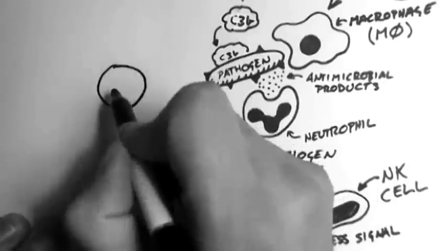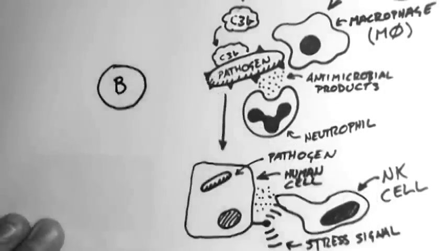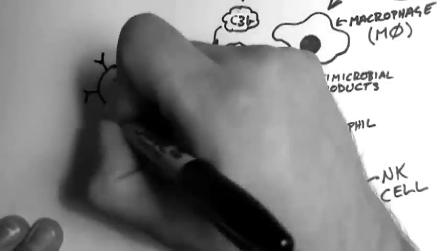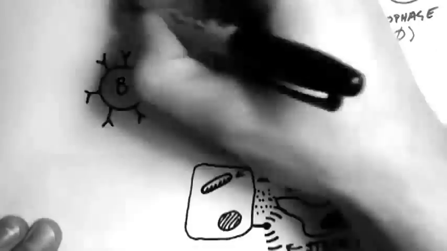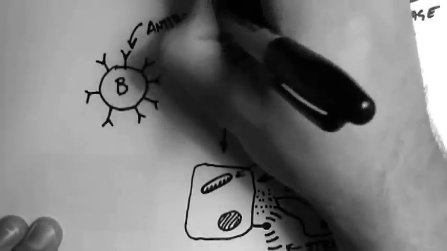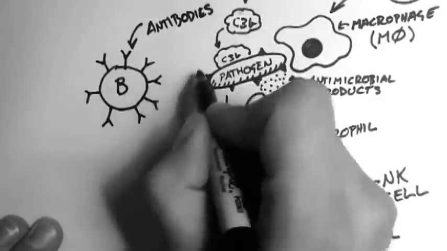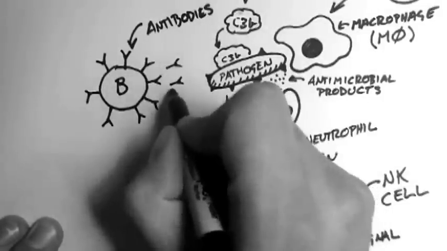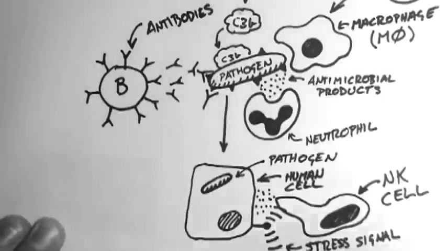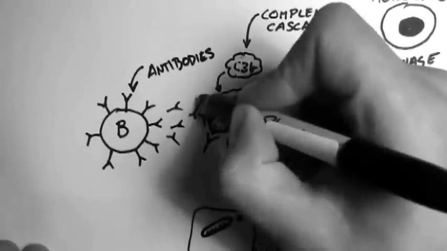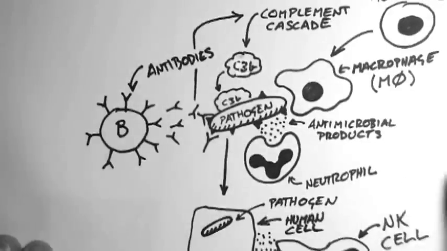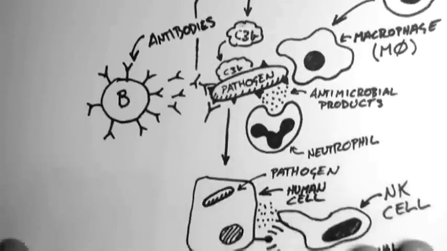Another way to try and stop the pathogens from even entering a cell is to use antibodies, and these are produced by B cells. These float around in the blood and attach to the pathogen surface proteins. And these can activate complement cascade, or they can interfere with the function of the pathogen.